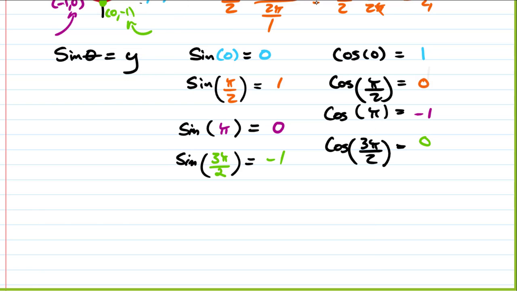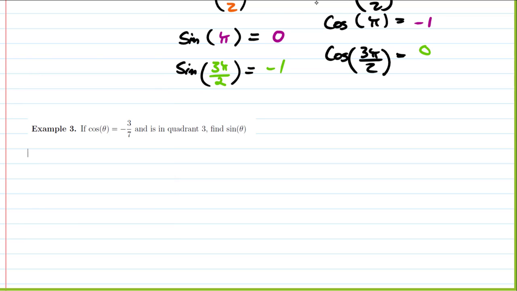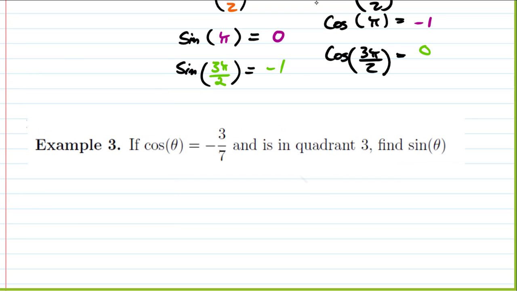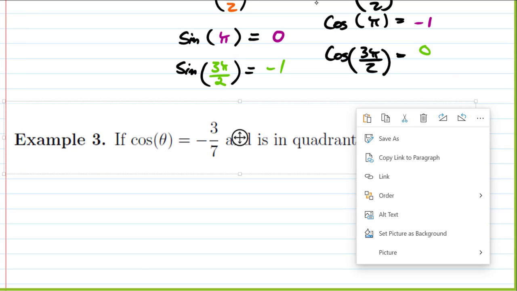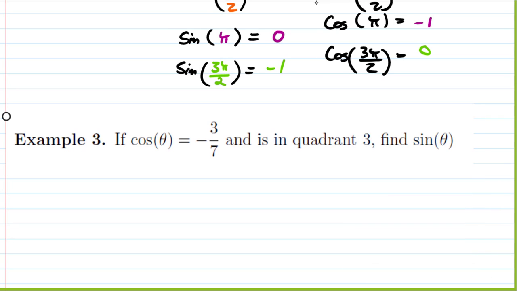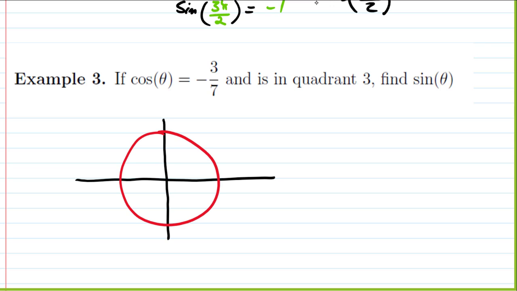All right. Our next example says if cosine theta is negative 3/7 and theta is in quadrant 3, find the sine of theta. So we start by drawing our diagram. So quadrant 3 is down here. So we have our unit circle. Looks something like this. We have our quadrant 3 is down here.